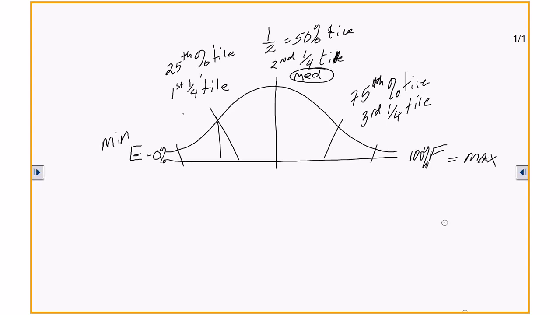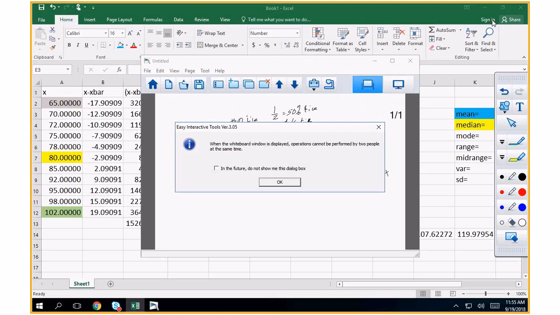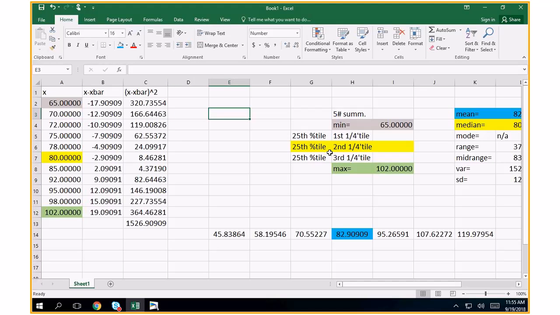So if you look on the spreadsheet, I've already got it listed here. Min is what? 65. The min is the least of your data. The max is what? 102. And the median is 80. So you've already got three numbers. So if you miss three numbers on the five-number summary, don't tell anybody, because all you have to do is rewrite the number.